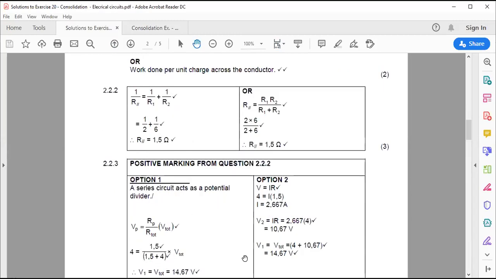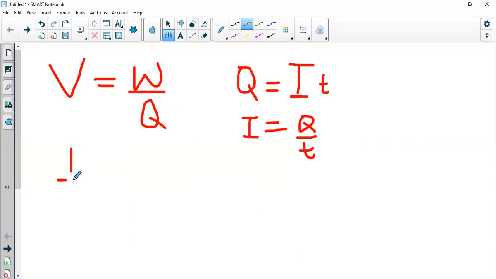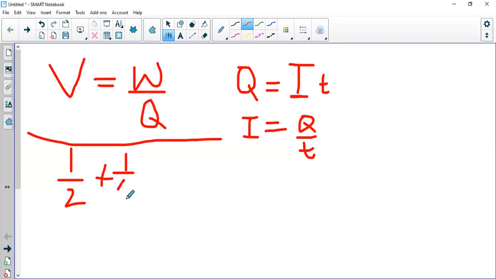Then basically, let me just do it here quickly. You're going to have your 1 over 2 plus 1 over 6. It's not a continuation here, I'm just doing that quickly. Your LCD is 6. 2 into 6 goes 3 times. 3 times 1 is 3. Plus 6 into 6 goes once, times 1 gives you 1. Your answer there is going to be 4 over 6.